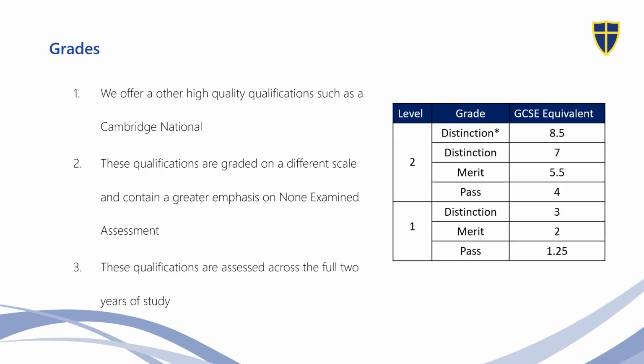If your child is studying an alternative GCSE qualification, such as BTECs or Cambridge National qualifications, the grading system is slightly different. In these systems, they are either level 1 or level 2. They directly link to GCSE grade equivalents, but they're not always whole numbers. They are either pass, merit, distinction, and obviously in level 2, distinction star also.